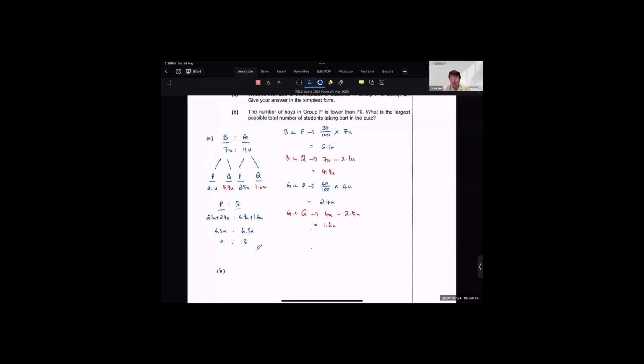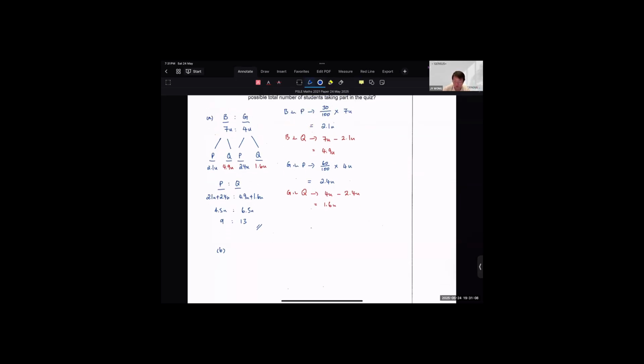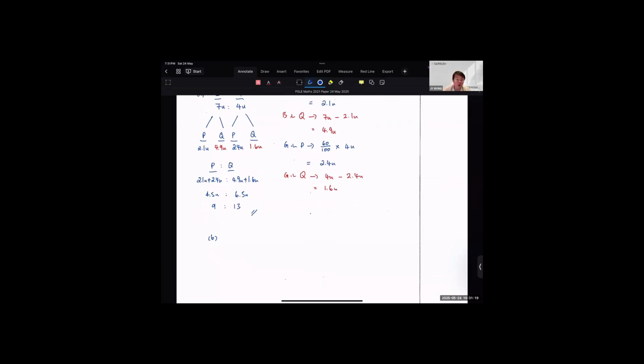Number of boys in P is fewer than 70. What is the largest possible total number of students taking part in the quiz? So how many units of boys in P do we have? We have 2.1 units. So what's the largest possible number that you can make? You have 2.1 units, right? But obviously we don't work in 2.1 unit. What do we work in? We work in terms of multiples of 21.